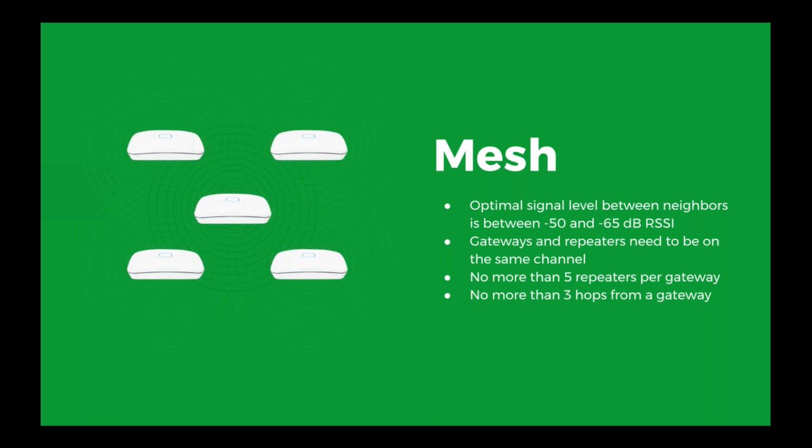So if you have your gateway and then it's talking to a repeater, and then you have another repeater that's within range of the first repeater, but not the gateway, then that would be a second hop. And so once you get too many hops in there, the time it takes for that walkie-talkie conversation to happen gets to be to the point where your throughput at the end of the line gets to be pretty low.